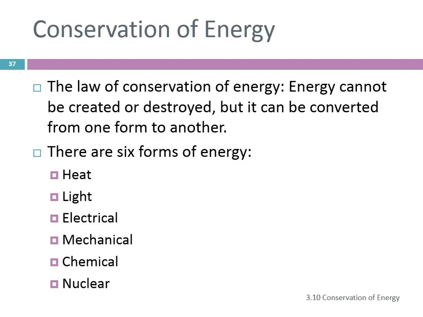You cannot create energy. Some forms of energy are more useful than others, and so you can take a form of energy that is less useful and convert it into a form of energy that's more useful, but you cannot create or destroy energy. There's 6 forms of energy: heat, light, electrical, mechanical, chemical, and nuclear energy. And these could be categorized into either potential or kinetic energy.